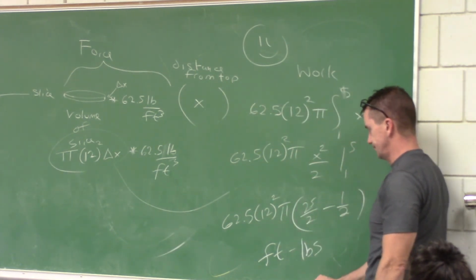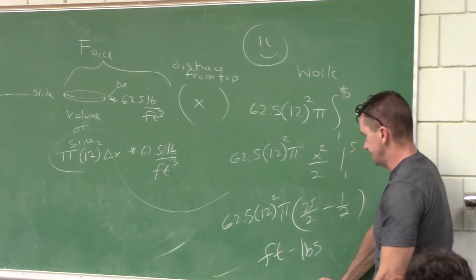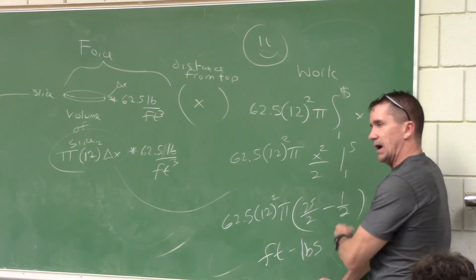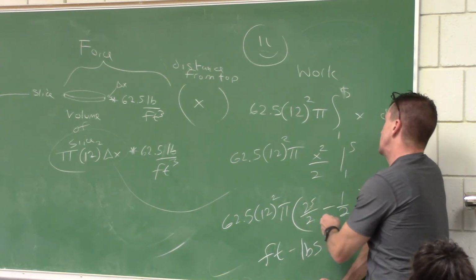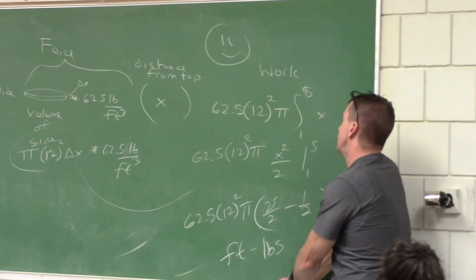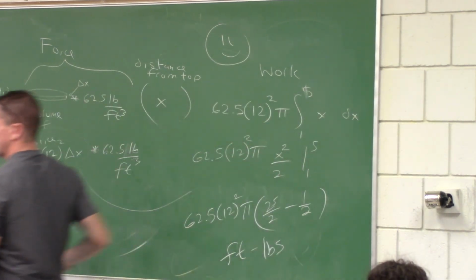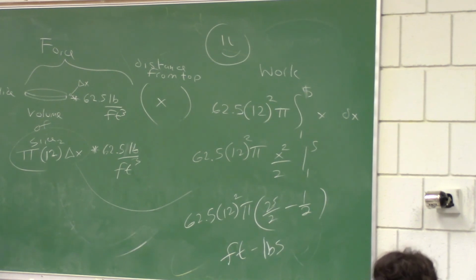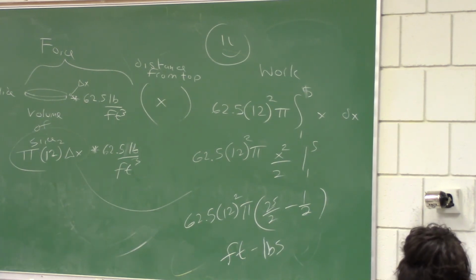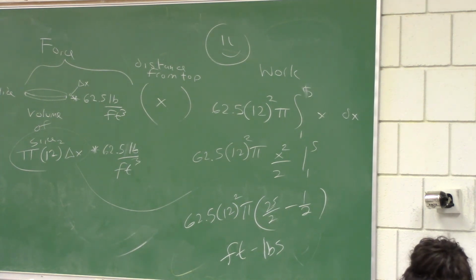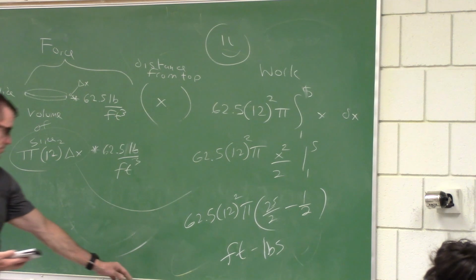Do you want to leave this in terms of pi? I'll do it right now on my calculator. What's 25 over 2 minus 1 over 2? 12. So what's a 12 times a 12 times a 12? What's 12 cubed, right? Now I'll do all this math. 12 cubed times 62.5. Here's my final answer.